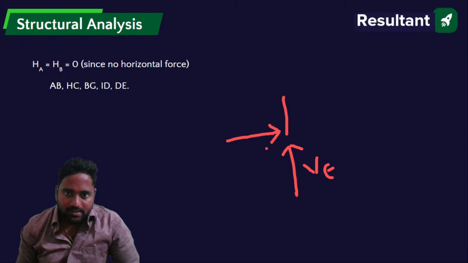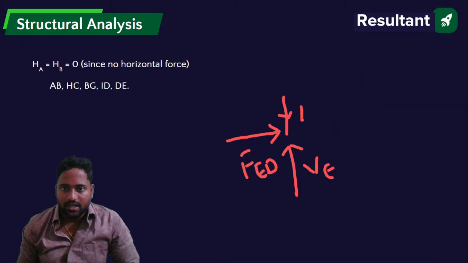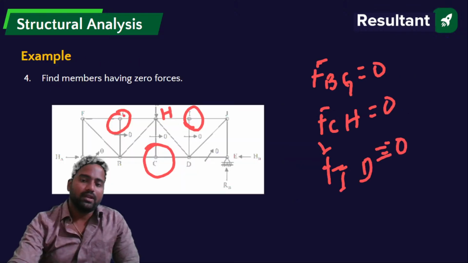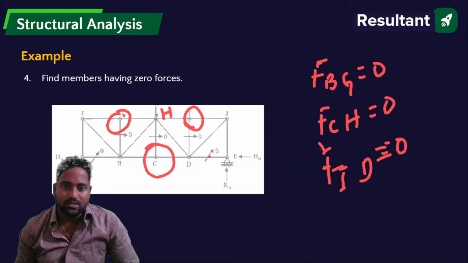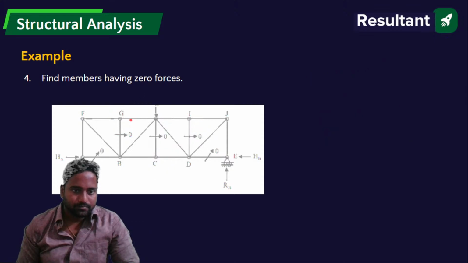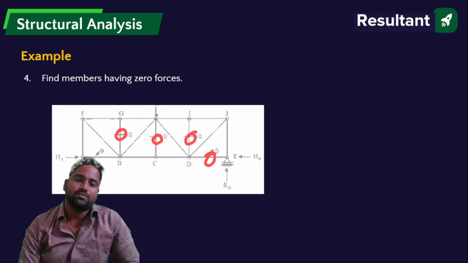So if I say this is FED, and this is FEJ, and I take summation of forces in x direction equals to 0, what will I get? FED equals to 0. So in FED also it is 0. So what I can write is: force in this member is 0, force in this member is 0, force in this member is 0, force in this member is also 0.